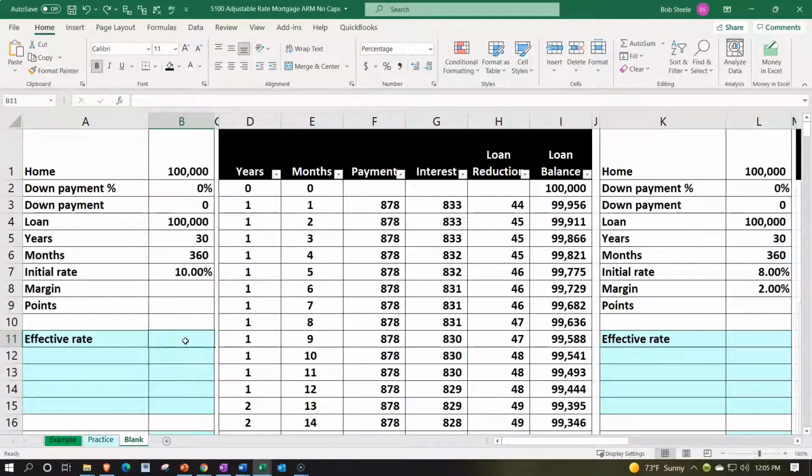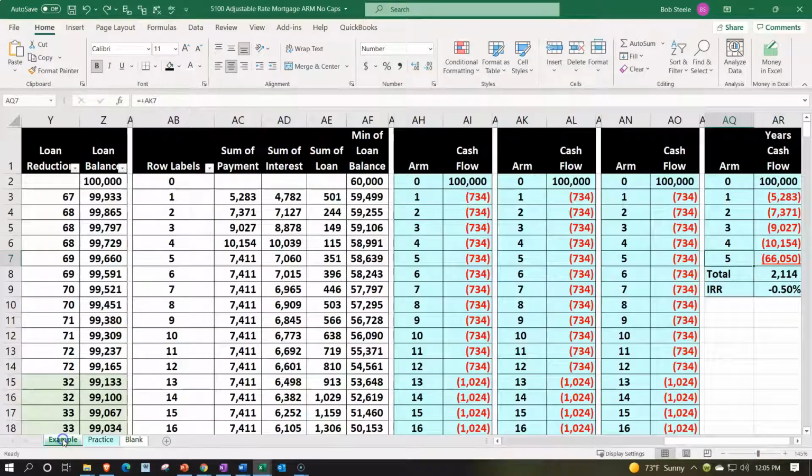If you have access to the Excel worksheet and would like to follow along, note that we have 3 tabs down below: the example tab, the practice tab, and the blank tab. Let's take a look at them now, starting with the example tab.